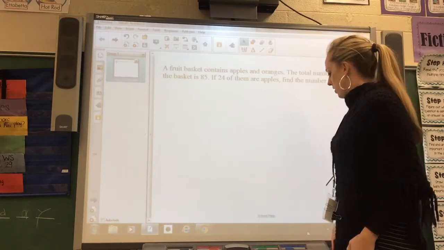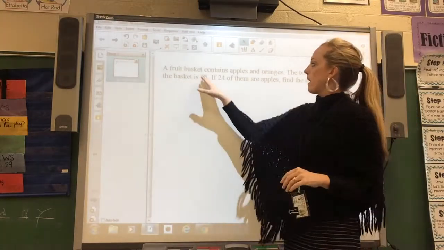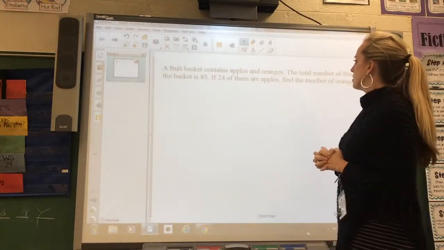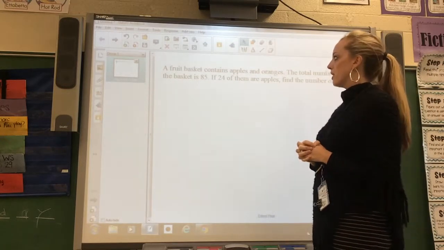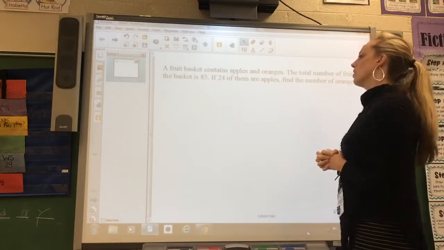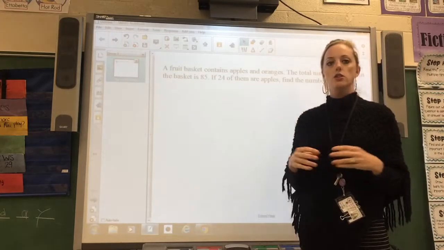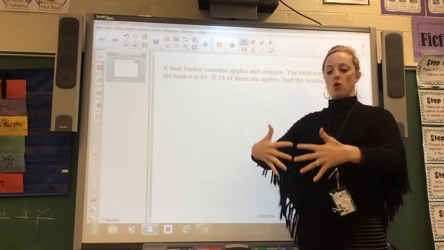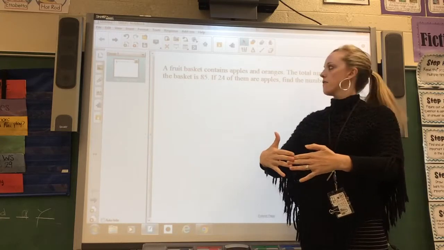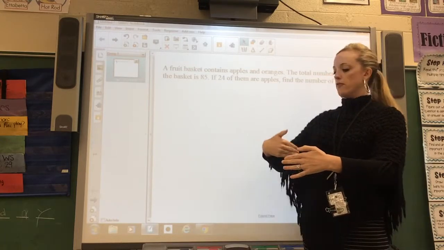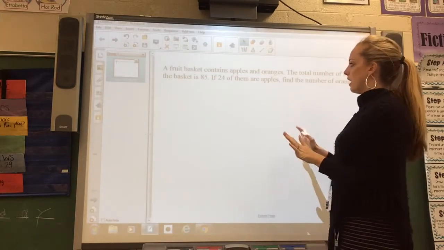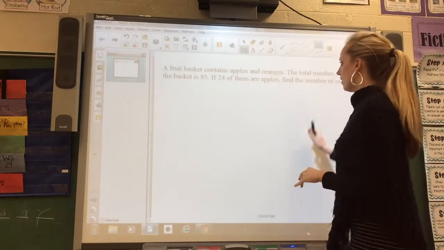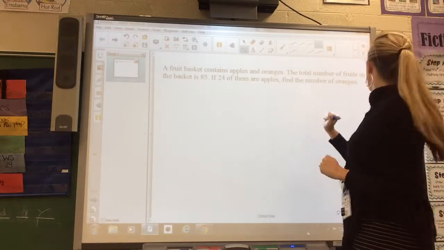So let's read with the numbers, sorry. A fruit basket contains apples and oranges. The total number of fruits in the basket is 85. If 24 of them are apples, find the number of oranges. Okay, so I know that all together in the whole entire basket is 85 pieces of fruit. 24 of them are apples. We don't know how many oranges there are. So let's go on to our next step.